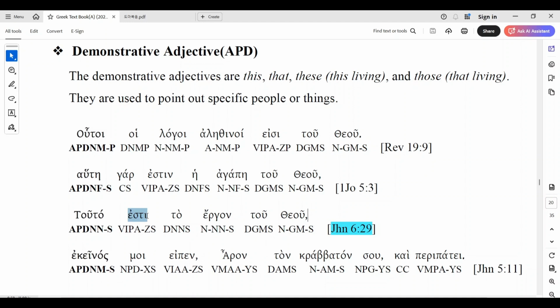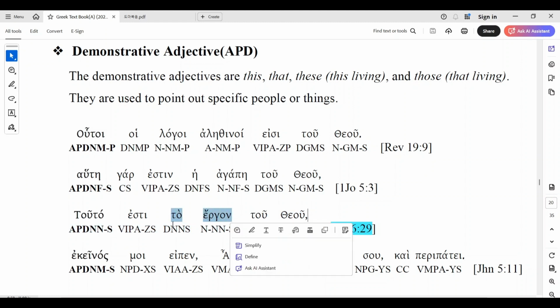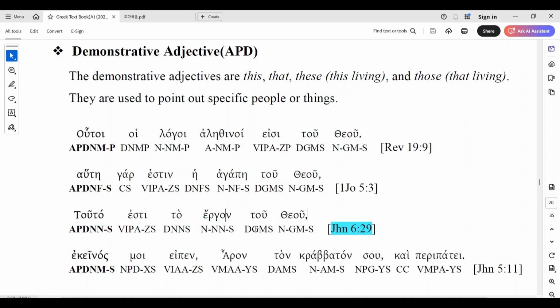So this is to ergon. So this is the nominative also. So nominative can become the subject or complement. So in this sentence, this is the complement. So this is the work. And then we have a genitive masculine singular definite article, noun genitive masculine singular, the God.